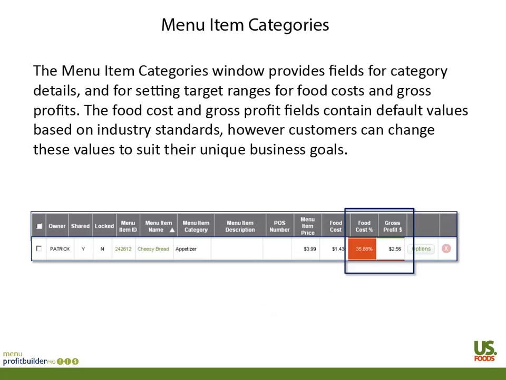The menu item categories window provides fields for category details, and for setting target ranges for food costs and gross profits. The food cost and gross profit fields contain default values based on industry standards. However, customers can change these values to suit their unique business goals.